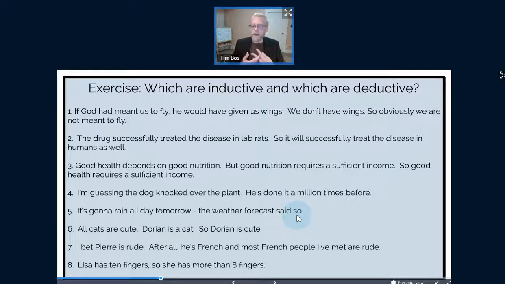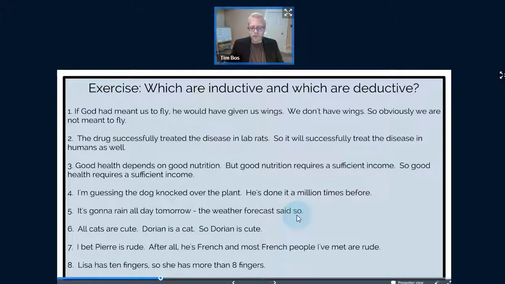But it won't affect whether or not the overall argument is inductive or deductive, because for that, all you have to worry about is the hypothetical situation. If all cats were cute, and if it's true that Dorian is a cat, would it logically follow that Dorian would have to be cute? Yes. Okay.